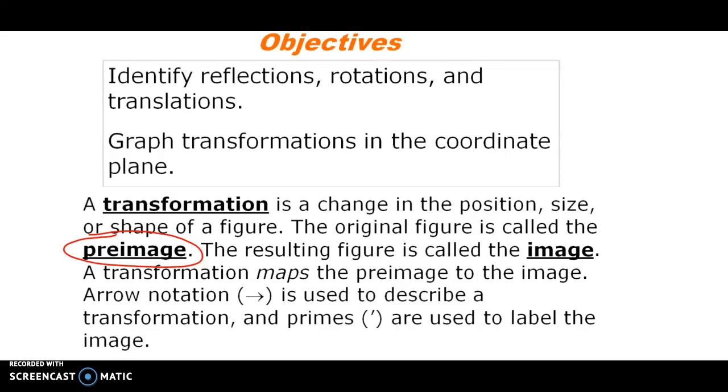Like in a movie, if you have a prequel, what does that mean? It's like what comes before the other movie, right? So the pre-image comes first, and that is going to be transformed to the image using one of the transformations that we learn about today, whether it's a reflection or a rotation or a translation or whatever it may be. Okay, and then we use a little prime. This is called a prime symbol to mark the image, and you'll see that here in just a second.